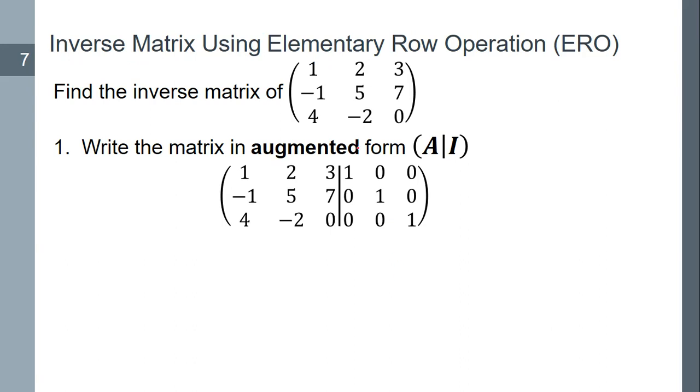Now let us look at finding our inverse matrix by using ERO. Find the inverse of this one. Actually it's the same example as the previous one. The first thing you have to do is write your matrix in augmented form. That means whatever matrix you want to invert, A, you write the identity on the right hand side, separated by a bar. So you have two matrices combined.